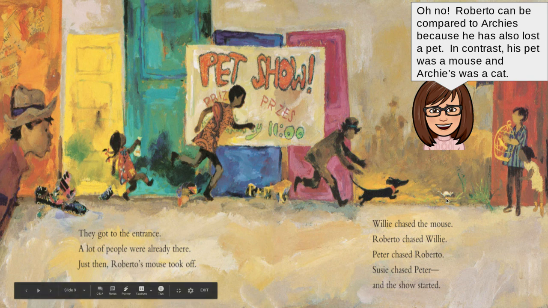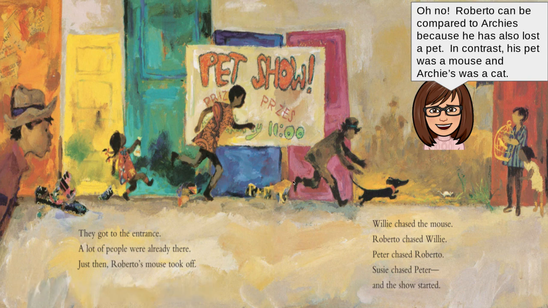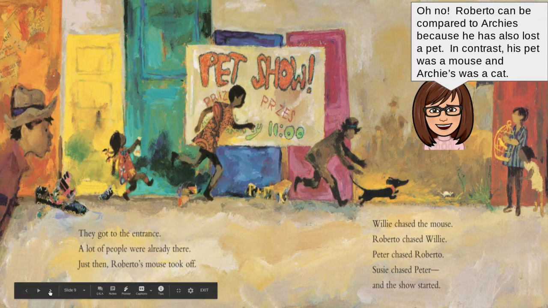Look, there they are. There's the mouse and Willie, and there's Roberto, and here's Peter, and there's Susie, all running.